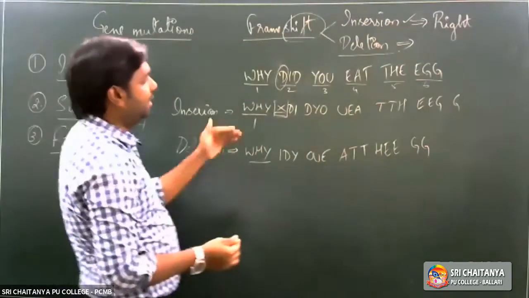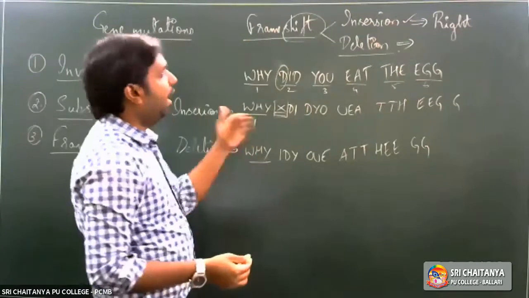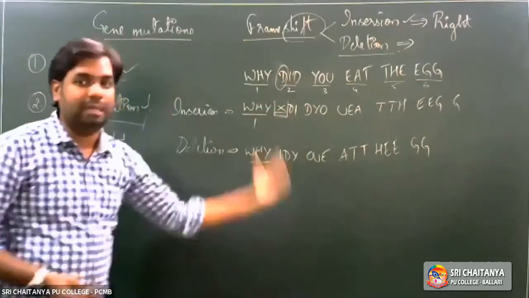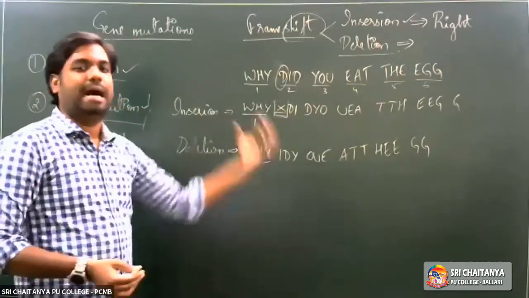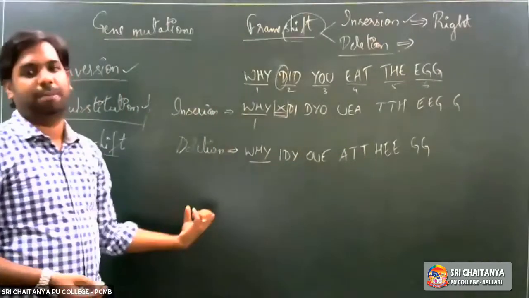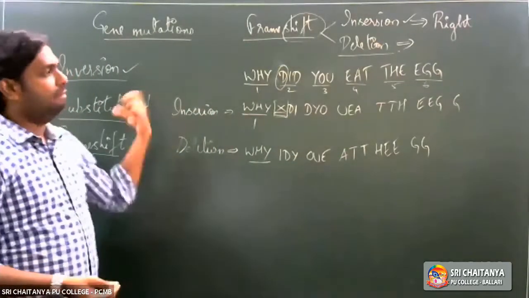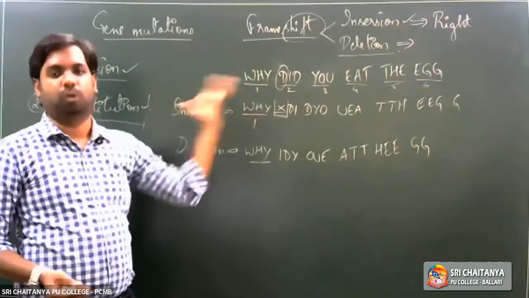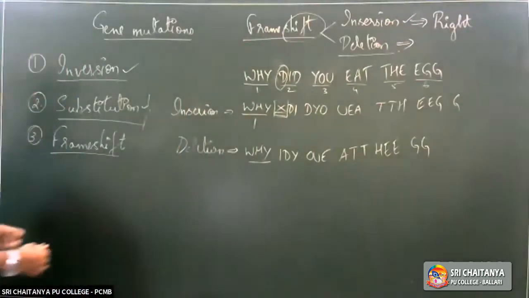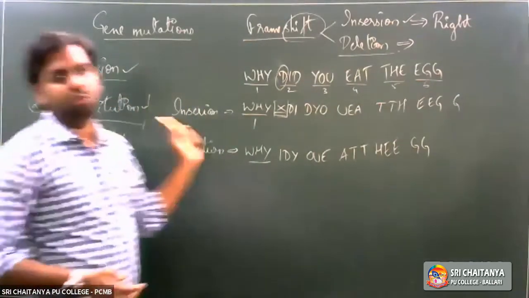Whereas in case of deletion, what exactly is happening? Again, due to removal or deletion of one nitrogen base, the frame is being shifted back. So we call this the deletion type of frame shift mutation, right? So these are the three different types of gene mutations we have.